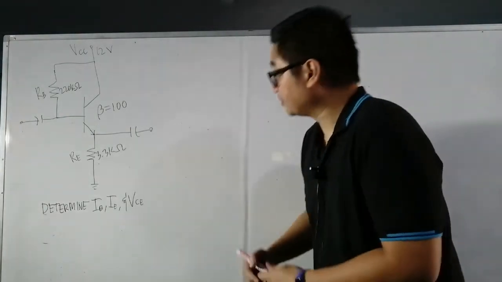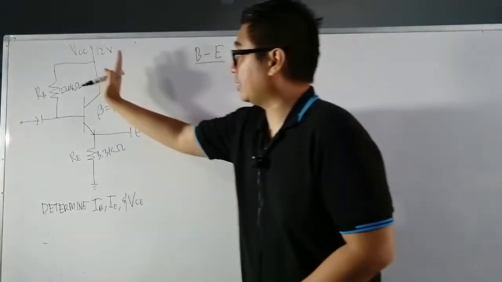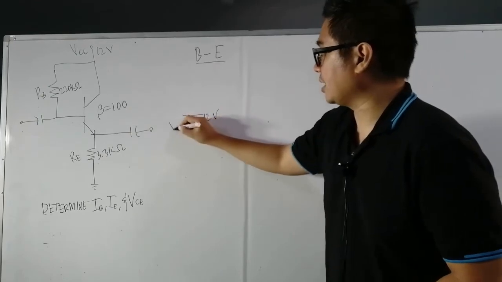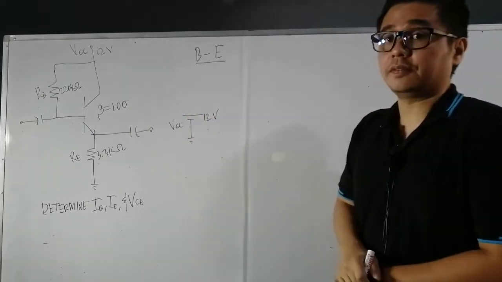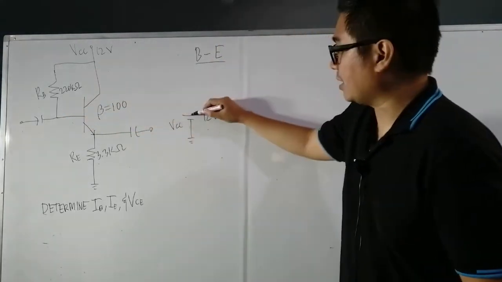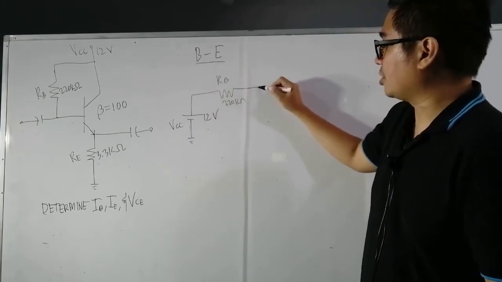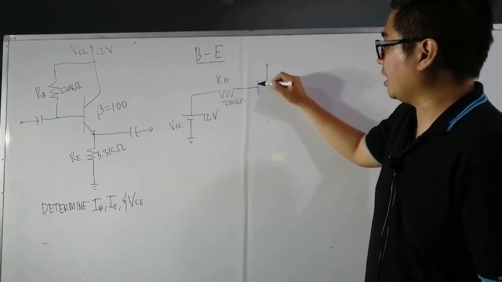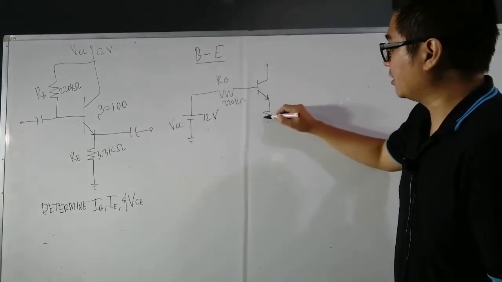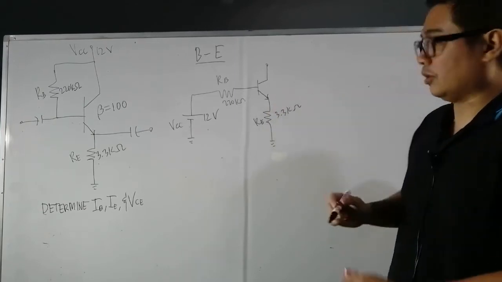Let us just draw here first the base and emitter terminals. We're going to bend yung VCC pakaliwa. So we have 12 volts here for VCC. And the negative terminal of the VCC is connected to the ground. Konektado siya dito sa ating RB, which is equal to 220 kilo ohms, which is connected to the base. Collector, i-leave muna natin siyang nakahang or isolated. And then we have RE, which is equal to 3.3 kilo ohms.